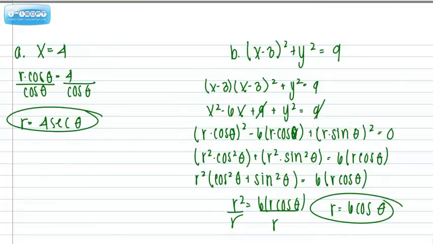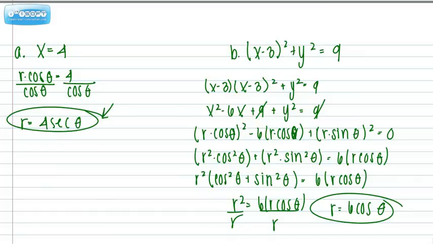Okay, for part A, it's very similar to what we did above. We want to make sure that we are making the correct substitution for x. I know that x is equal to r times cosine of theta. I can divide both sides by cosine of theta, and we should wind up with a final answer of r equals 4 times secant of theta.